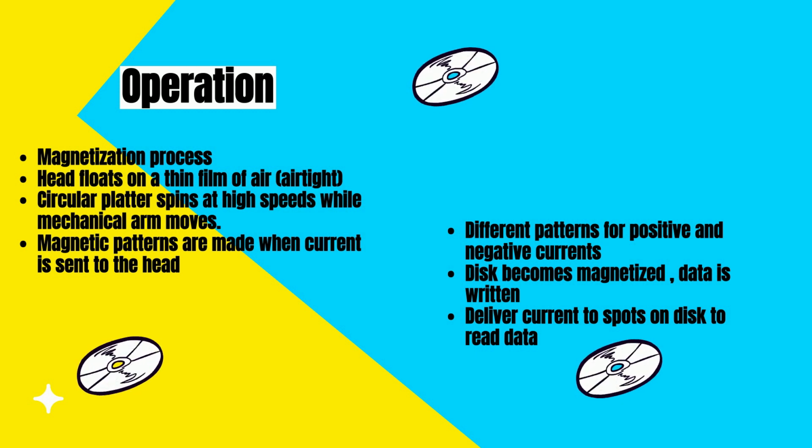This causes the creation of tiny spots on the disk surface so it becomes magnetized and data can then be stored. Vice versa, a small current could be applied to those tiny spots to produce the same polarity as previously recorded on the platter when the head needs to read.